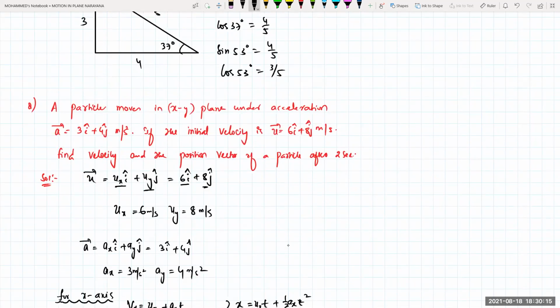A particle moves in the xy plane under the acceleration. Acceleration is given in terms of vectors as 3 i cap, 4 j cap.